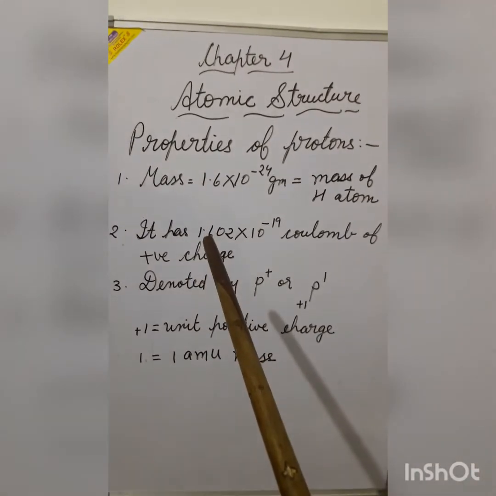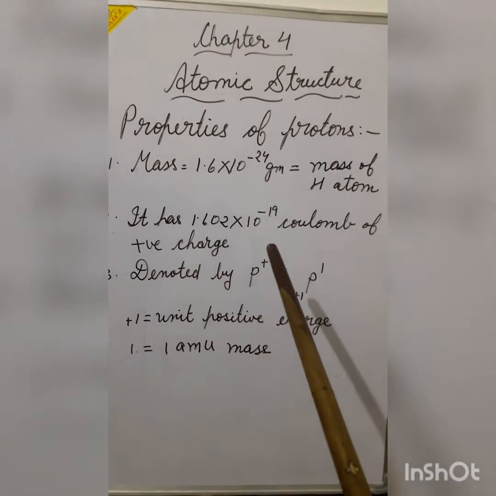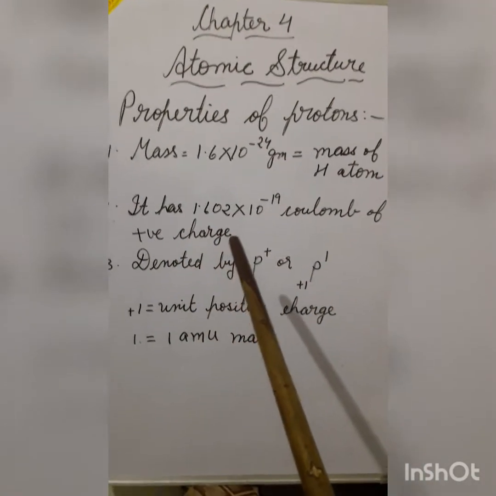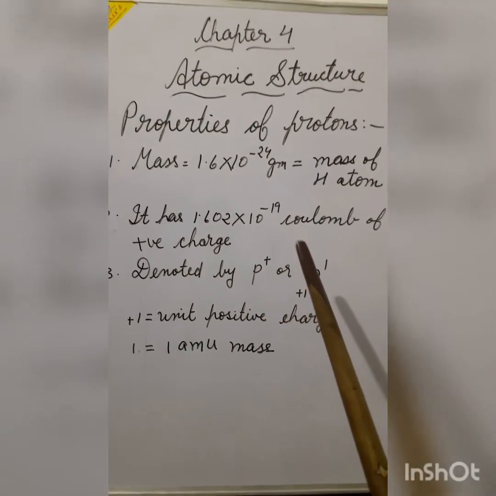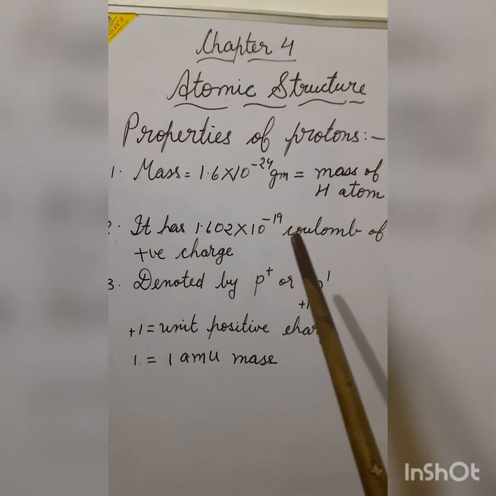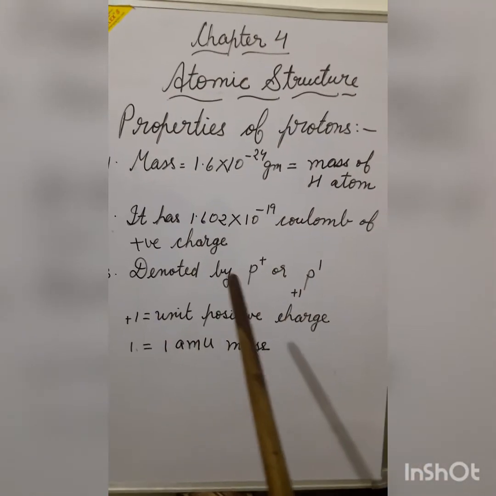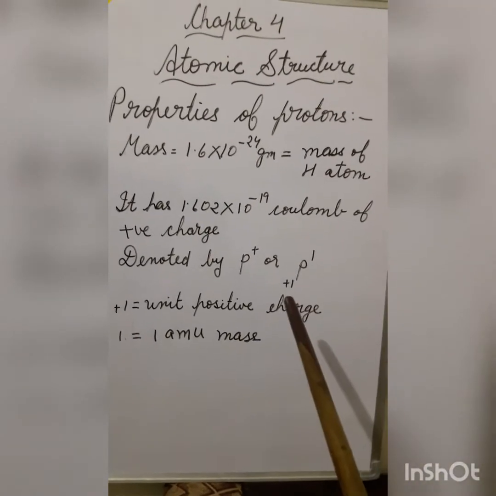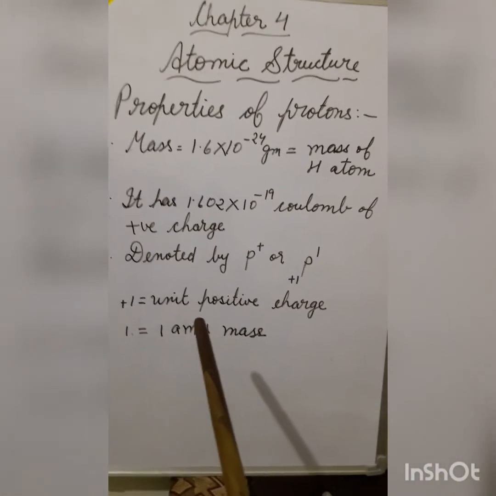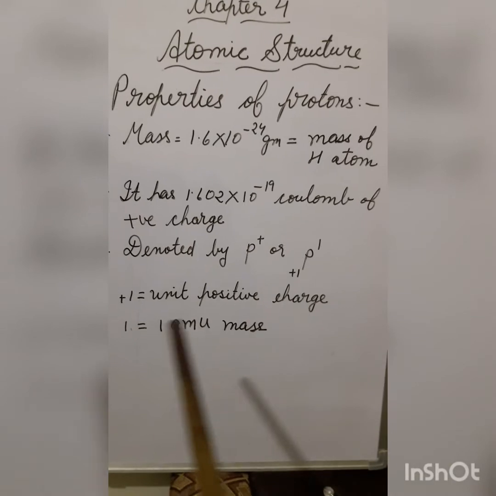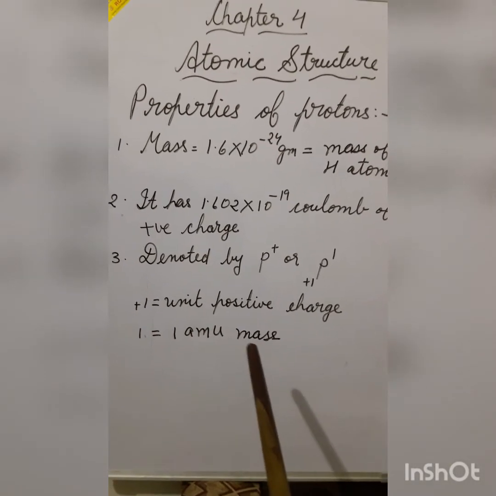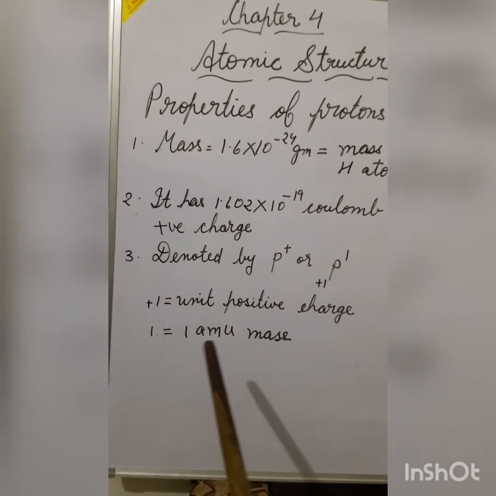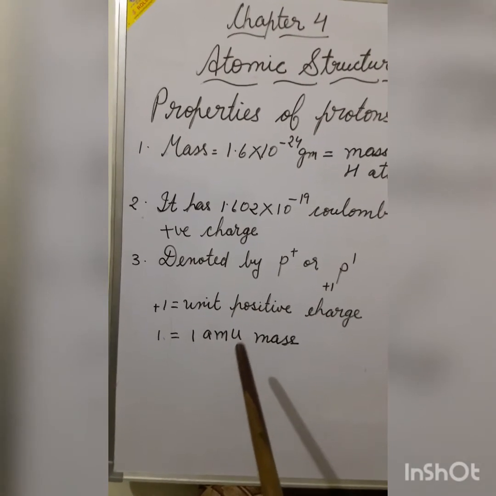It has 1.602 × 10^-19 coulombs of positive charge, which is equal and opposite to the charge of electron. It is denoted by the symbol p⁺ or ₁p¹, where plus 1 stands for unit positive charge and 1 is the mass of the proton, which is 1 AMU. AMU means atomic mass unit.